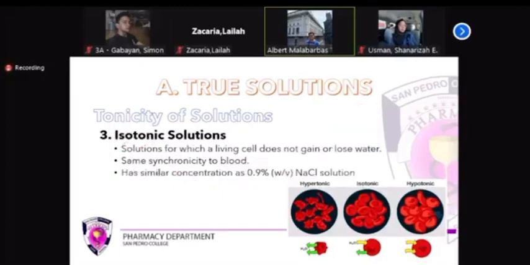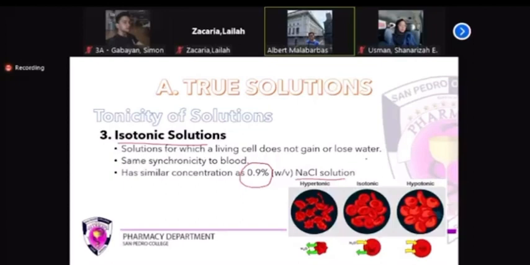However, for the last one, we have your isotonic solutions. Isotonic solutions, these are solutions for which a living cell does not gain nor lose water. So isotonic solution, this is the type of solution that is compatible with our body fluids. So an isotonic solution of sodium chloride has a concentration of around 0.9%. So it will not have any drastic effects to our living cells. Okay, so that's the application of osmosis to the tonicity of your solution.